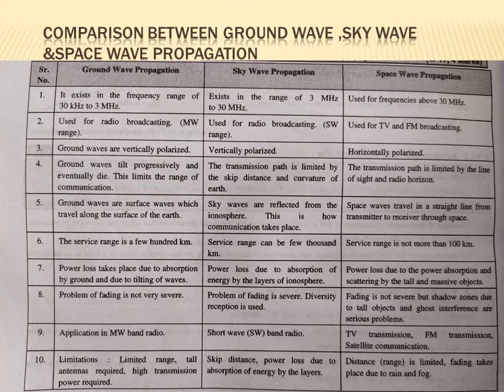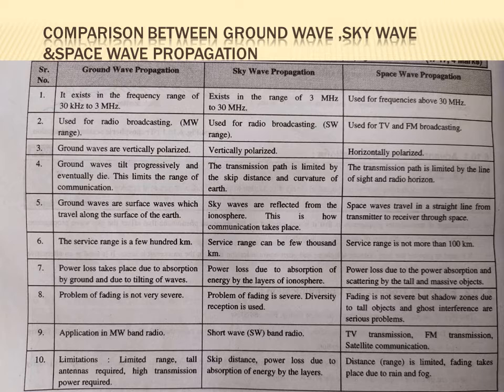The problem of fading is not very severe for ground wave propagation. Fading is severe for sky wave propagation. For space wave propagation, fading is not severe, but shadow zones due to tall objects and ghost interference are serious problems. So fading is only severe for sky wave propagation.